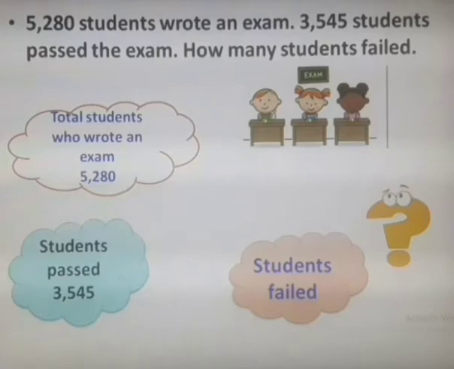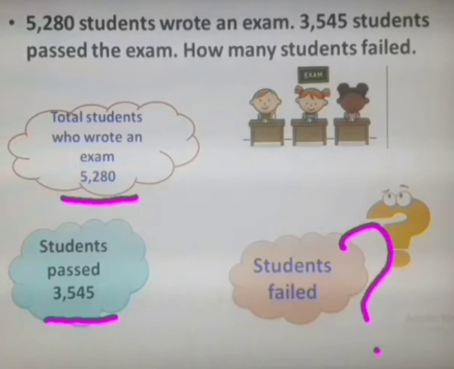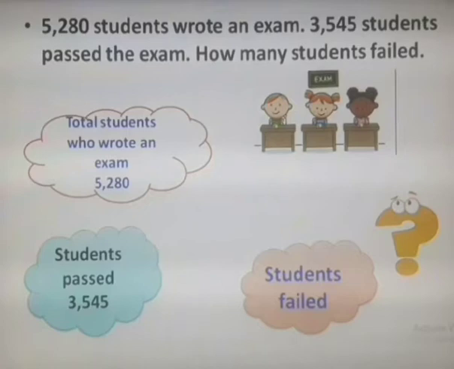So children, how many students appeared in the exam? 5,280 students appeared in the exam. And how many students passed the exam? Yes, 3,545 students passed the exam. And what we have to find out? That how many students failed. Now let us find out how many students failed in the exam.